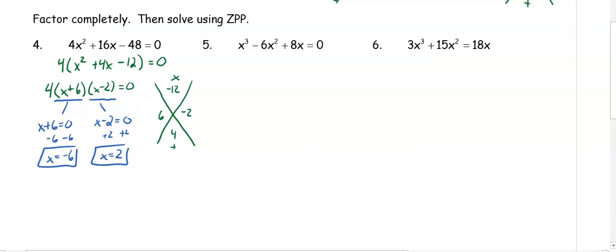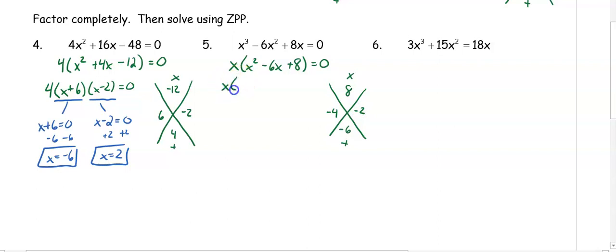In number 5, we have x cubed minus 6x squared plus 8x equals 0. So everything has one too many x's. So we're going to take a GCF of x out. And that leaves us with x squared minus 6x plus 8 equals 0. So we need two numbers that multiply to 8 and add to negative 6. So they're both going to be negative in this case, negative 4 and negative 2. So we have x times x minus 4 times x minus 2 equals 0.